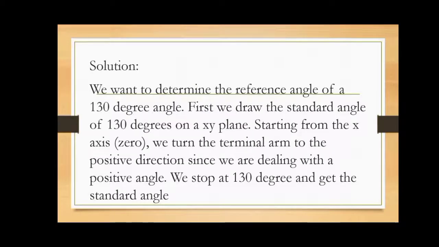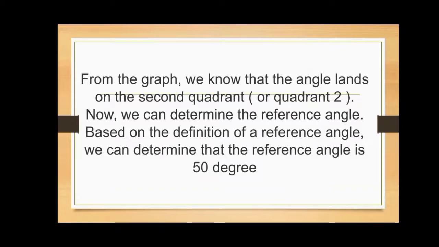Solution. We want to determine the reference angle of a 130 degree angle. First, we draw the standard angle of 130 degrees on the xy plane. Starting from the x-axis at 0, we turn the terminal arm in the positive direction since we are dealing with a positive angle. We stop at 130 degrees and get the standard angle. From the graph, we know that the angle lands in the second quadrant, or quadrant 2. Now we can determine the reference angle based on the definition of a reference angle. We can determine that the reference angle is 50 degrees.